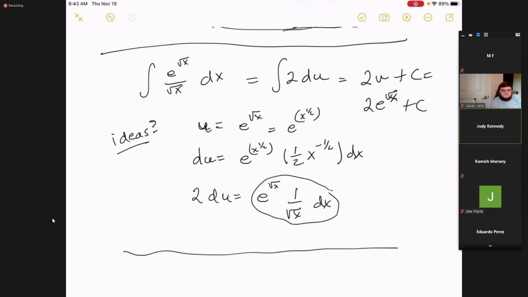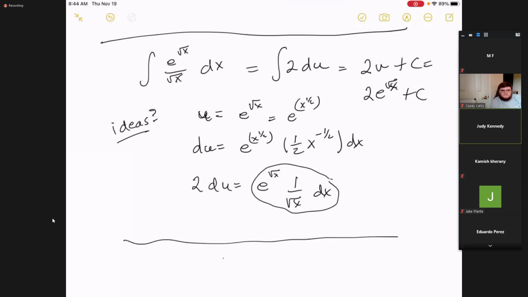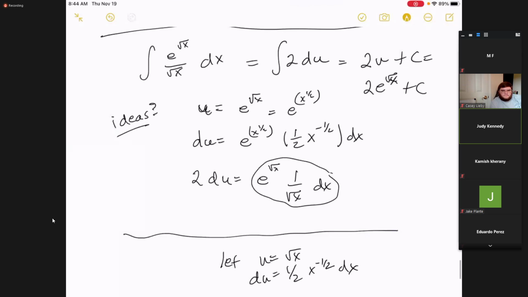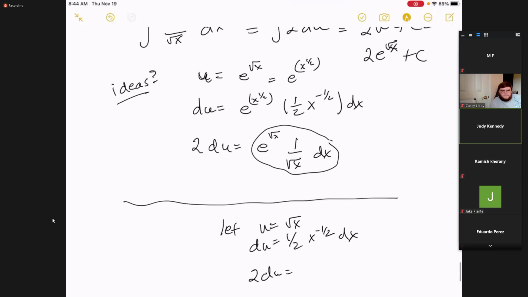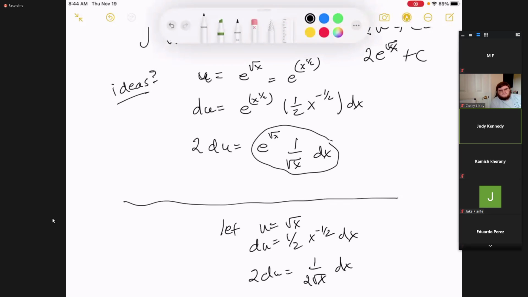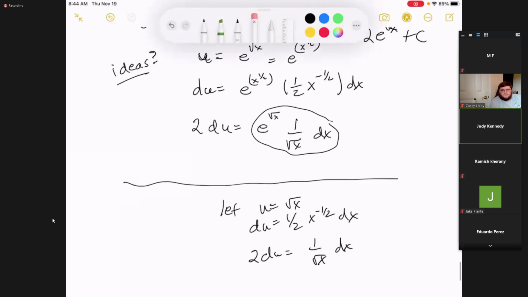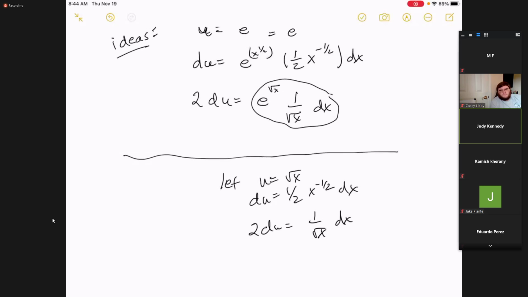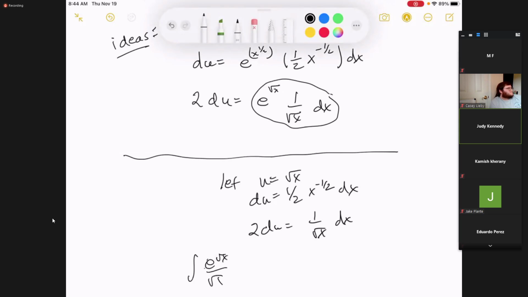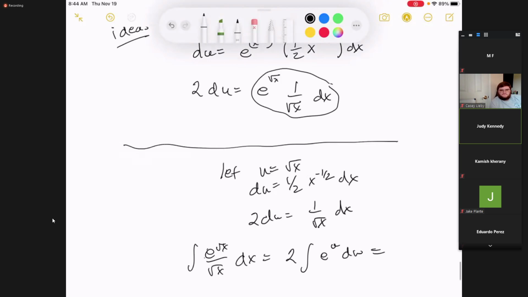Another way you could do this, it's just a different substitution. You could also let u equal the square root of x, and then du would be, and that would give you 2 du is 1 over 2 times this. Oh, got rid of the 2. That would turn the problem, which was originally e to the square root of x over the square root of x, into, I'll bring that 2 out, 2 e to the u du, but you get the same result.